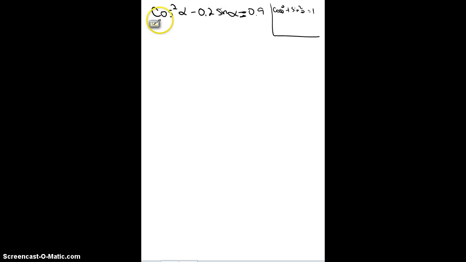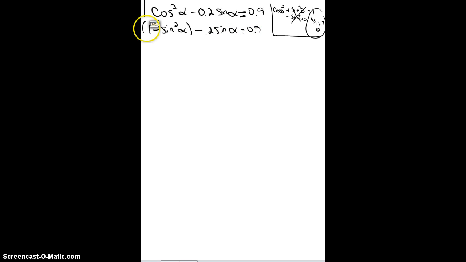You have a sine and a cosine squared. And so in order to deal with that, we need to get rid of the cosine squared and get it in terms of sine. So I'm just going to subtract sine squared of theta from both sides. Right, and so you can see that cosine squared is equal to 1 minus sine squared of theta. So right here I'm going to sub in 1 minus sine squared, I guess alpha in this case, minus 0.2 sine of alpha equals 0.9.